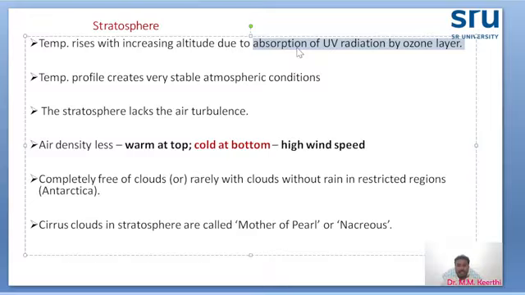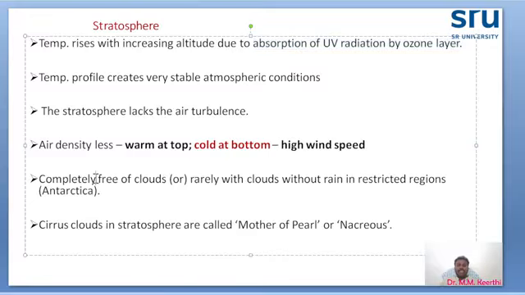It is stable. This atmosphere lacks air turbulence. I already told you there is no turbulence here. Air density is less at the top, so it is warm at the top and cold at the bottom. So what does this mean in the stratosphere region? The top region becomes warm because the air density is less. The bottom layer is cold because of the high wind speed.